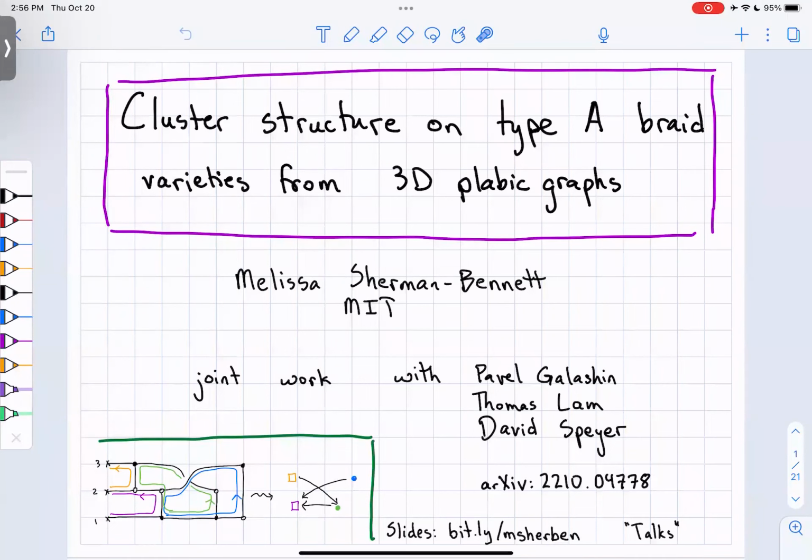Okay, so today I'm going to be talking about some varieties, these type A braid varieties. And I'm going to be talking about a particular combinatorial structure on our coordinate rings. So that's what this cluster structure is. And the underlying combinatorics that's governing the coordinate rings is going to be something called 3D plabic graphs. So I'll tell you about what these are, but they're little pictures that look like this. Okay, so I'm going to start by talking to you about what type A braid varieties are, and then I'll say some words about what a cluster structure is, and then I'll dig into this combinatorics.